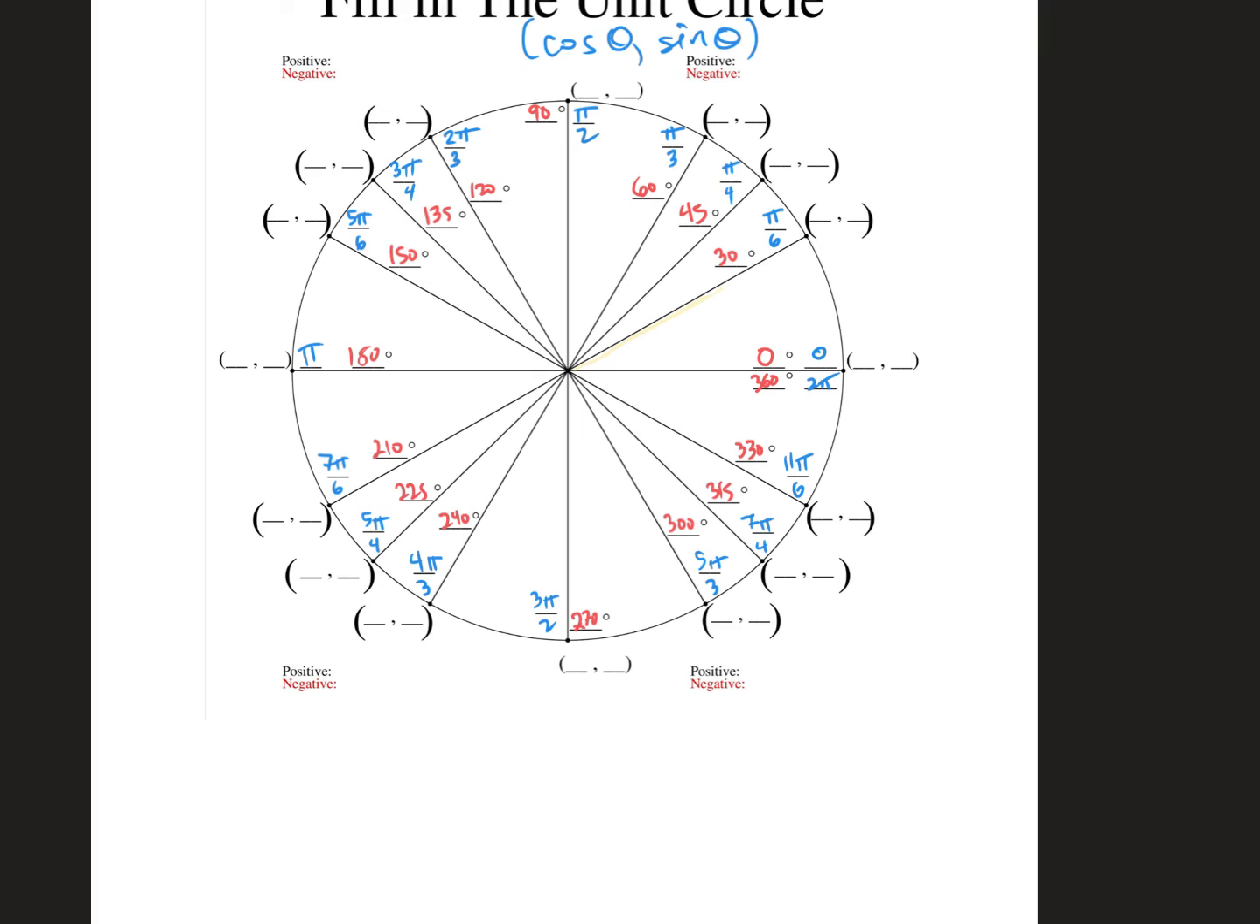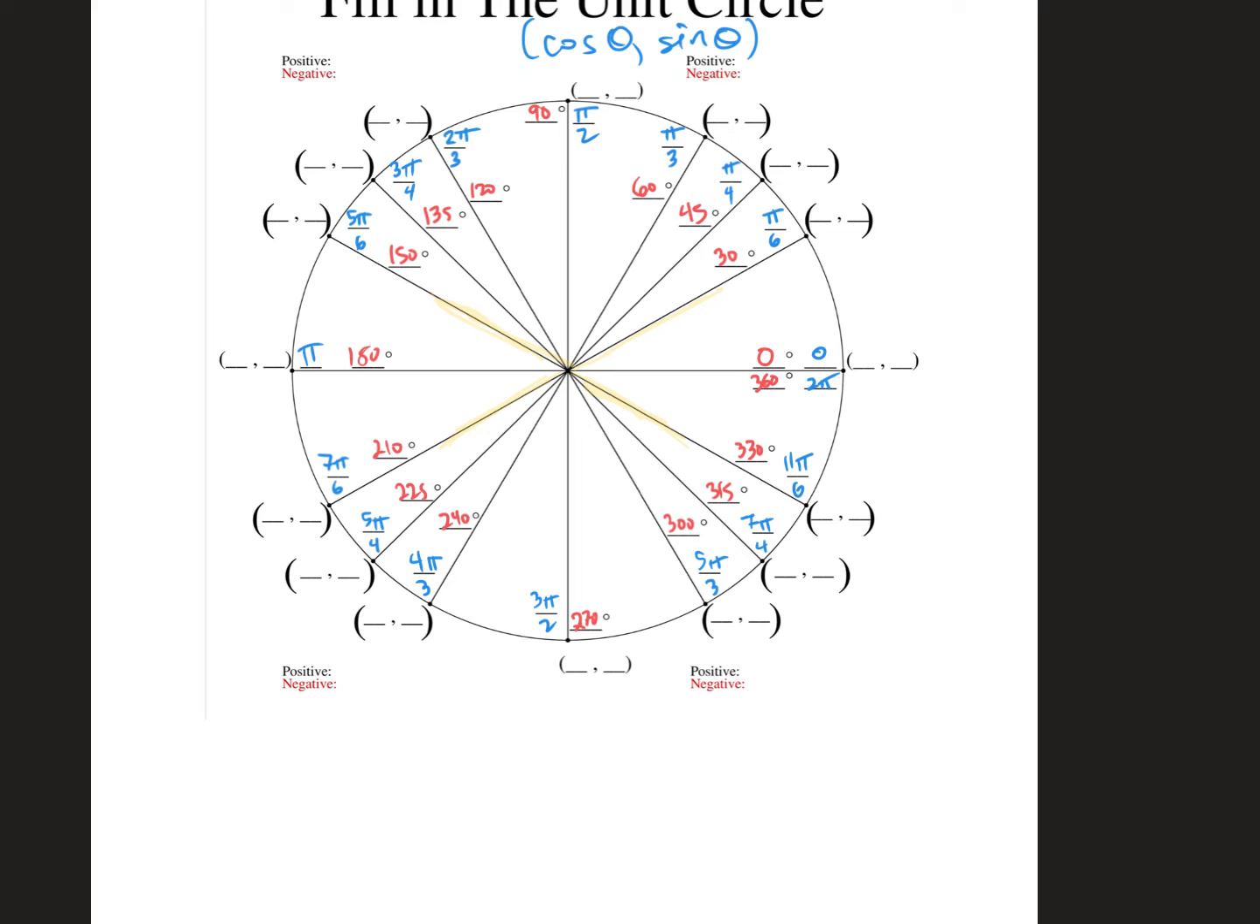So that would be here at 30 degrees, here at 150, here at 210, and here at 330. And I want you to look at the radian measures. Pi over 6, 5 pi over 6, 7 pi over 6, 11 pi over 6. All of the 30-degree reference angles have a denominator of 6 when you look at the radian values.